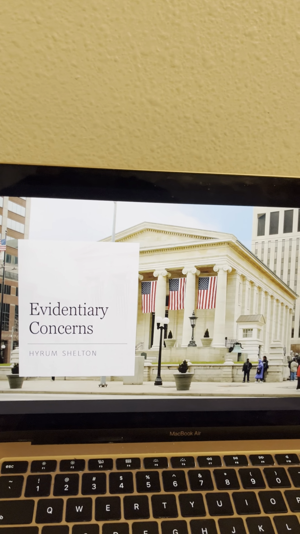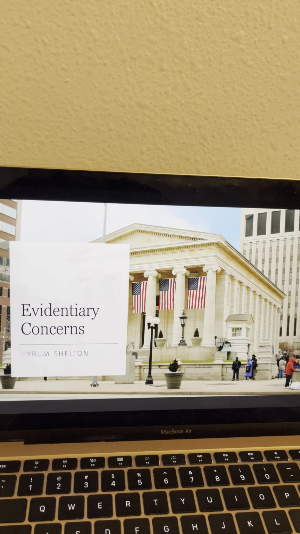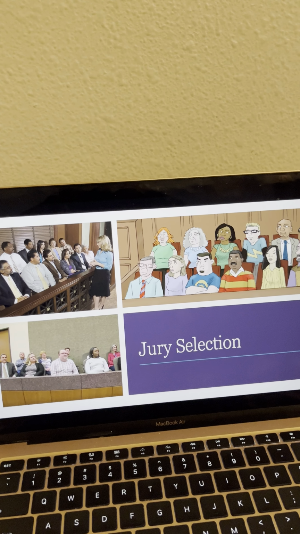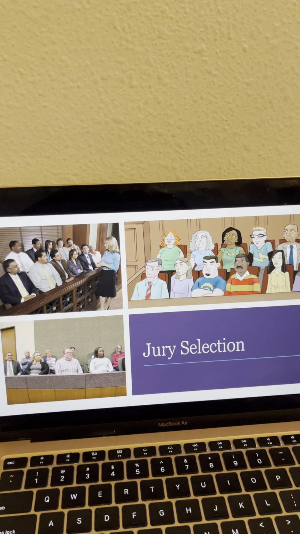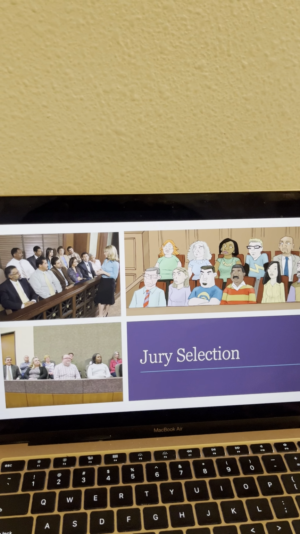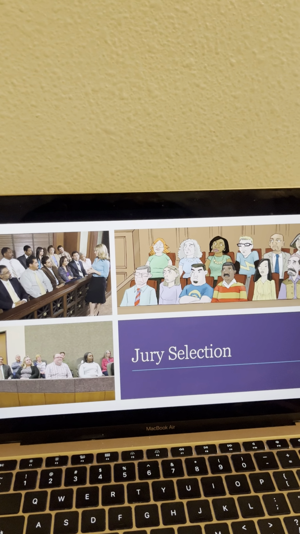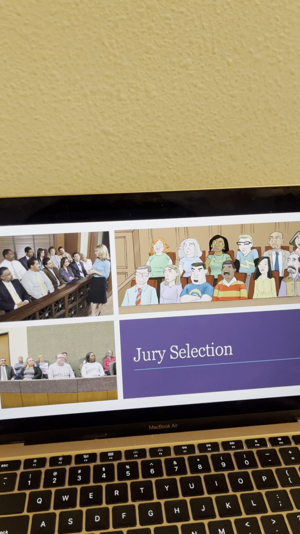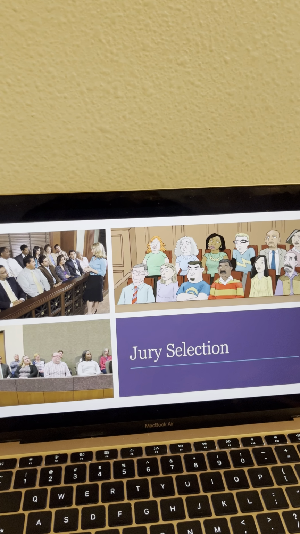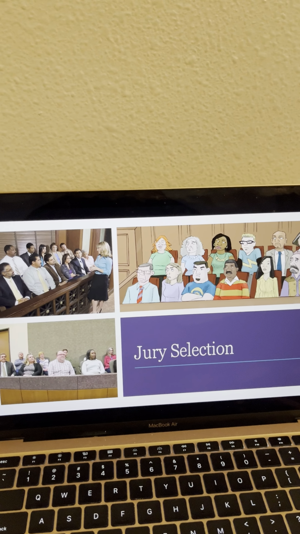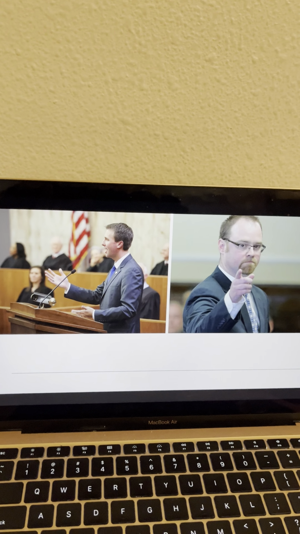Basically we're just going to be going over the different stages of a criminal trial, and that starts with the jury selection. There's really no evidentiary concerns in the jury selection because evidence is not presented to jury members during this selection process. They are able to go over different things like facts of the case, but evidence by itself is not presented at this time.